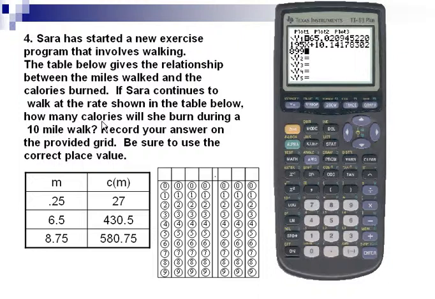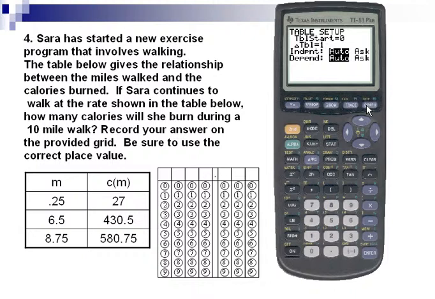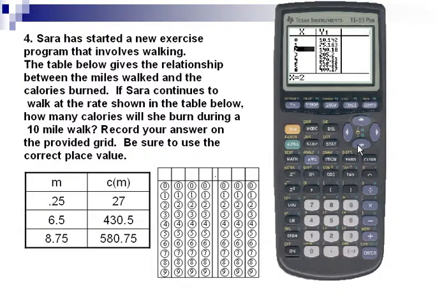Now we're asked how many calories will she burn during a 10-mile walk. So we're going to use our table to figure that out. So let's go to second table set. Let's start at 0, go by 1, then go to second table. Arrow down till your x value is 10, arrow over.